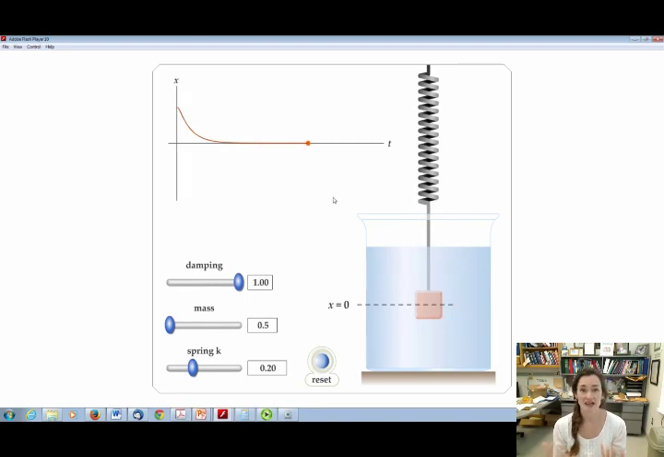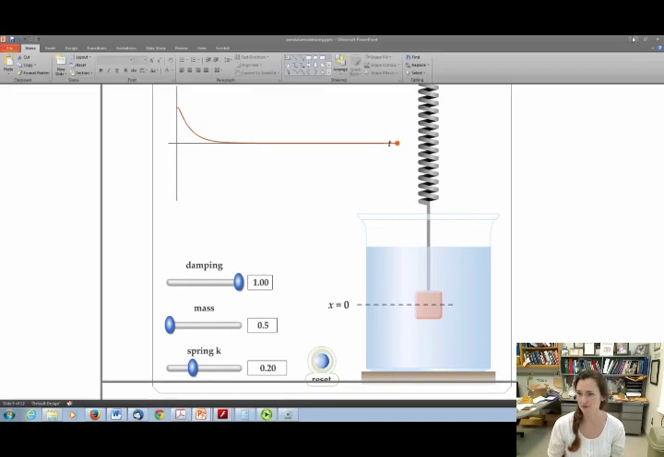So that's kind of the idea of drag and friction. Now the equations that describe this are a little bit more difficult, so we're not going to get into that too much here, and that's all I'm going to say about that, and I'll leave it alone.